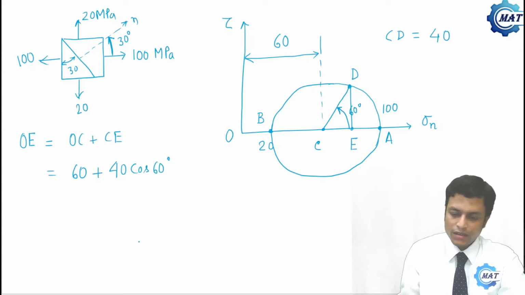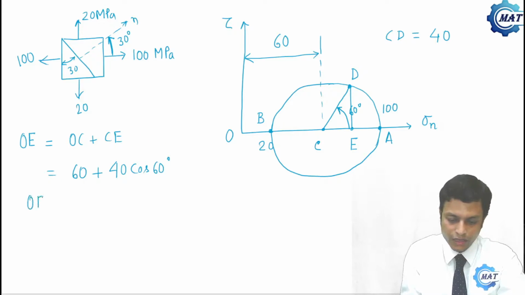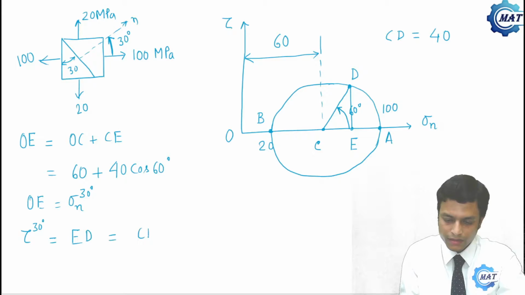So this is the normal stress. OE is the normal stress on the 30-degree plane. And what is the shear stress on the 30-degree plane? That is tau 30-degree, which will be ED. That will be CD sine 60 degree.